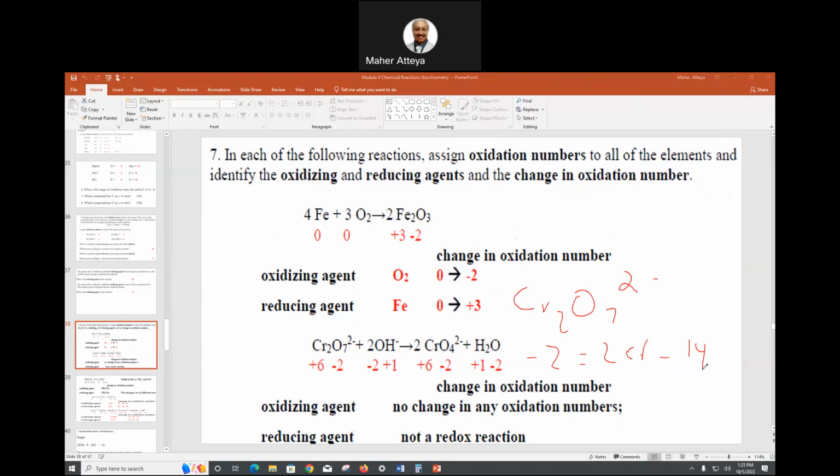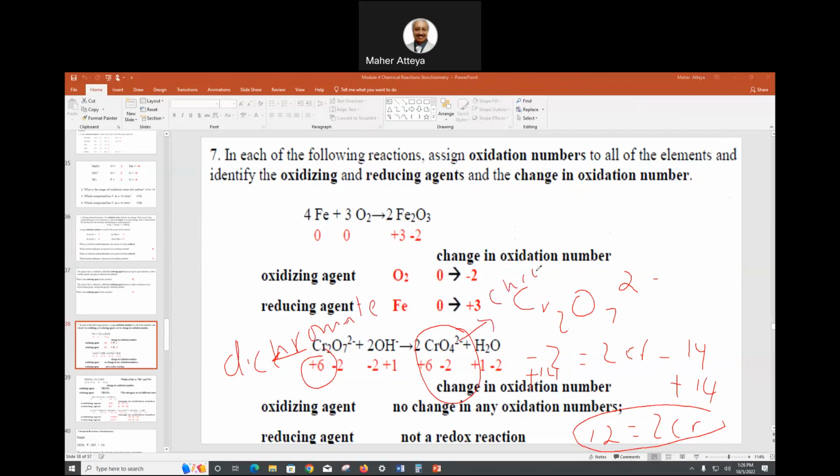Add plus 14 to both sides. Then you have 12 equal to 2 chromium. So chromium here in dichromate is plus 6. That's what we got, plus 6. The same calculation you can do for chromium here in chromate. So this is the dichromate ion, and this is just the chromate ion.